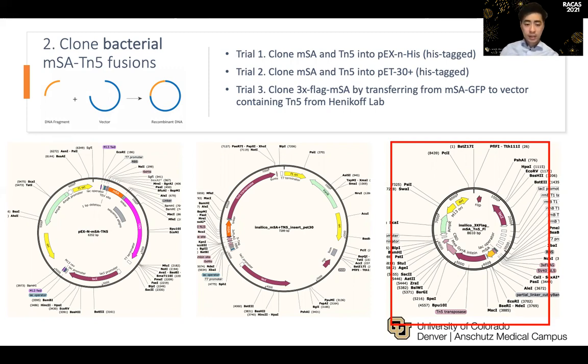So you can see down here are the constructs that we've been able to develop. Here's the PX, here's the PET30, and then this is our recent one and also the successful one that we're trying to work with. As you can see, we just take out the PA portion and throw in our MSA. Something to note is also the CBD site, which I'll talk about later, which is the chitin binding domain.